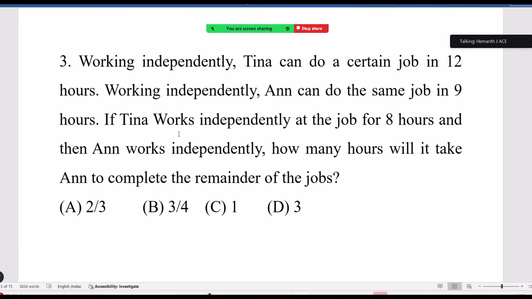Time and work. This is quantitative aptitude set of questions we are discussing. Working independently, Tina can do a certain job in 12 hours. Anne can do the same job in 9 hours. If Tina works independently at the job for 8 hours and then Anne works independently, how many hours will it take to complete the remainder of the job? You see, Tina 12 hours means work will be completed, but Tina worked for 8 hours only. The remaining work is to be completed by Anne. So now what is the time required to complete that task?